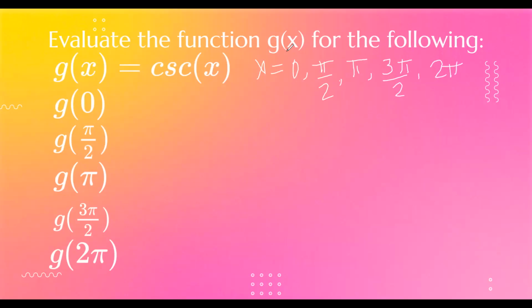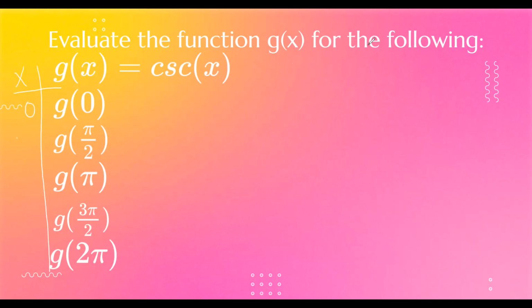Sometimes they'll just list them out. Sometimes they will give you g of 0, g of pi over 2, all of those things. Sometimes they'll make a table and say x is 0, pi over 2, pi, 3 pi over 2, 2 pi. It just really depends. So let's jump right in. G of 0 is then going to be cosecant of 0.